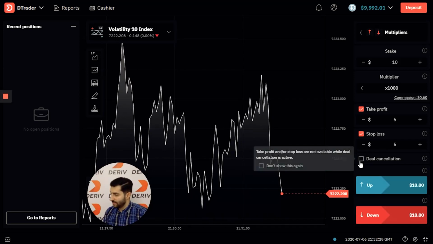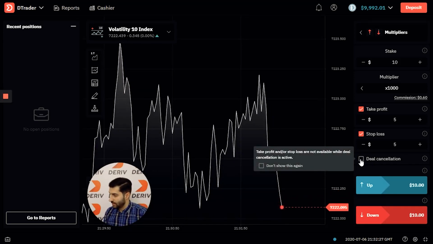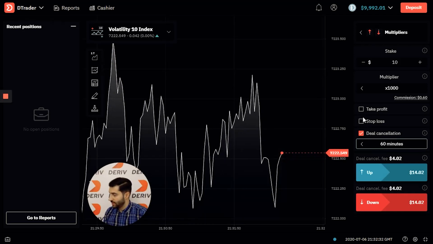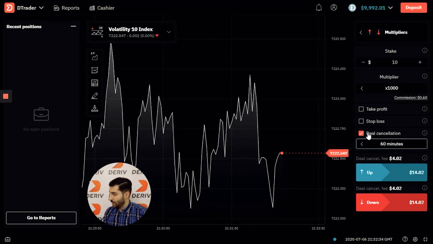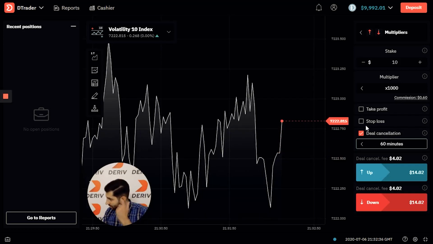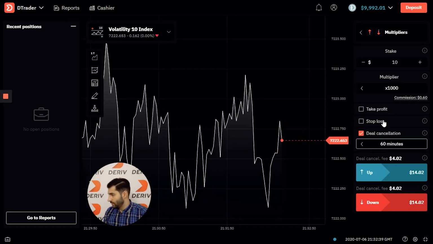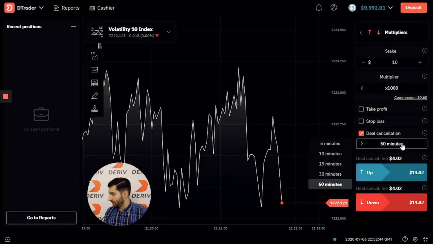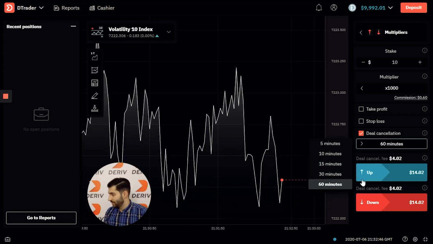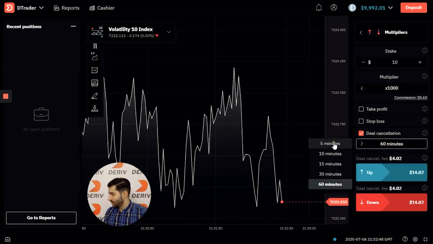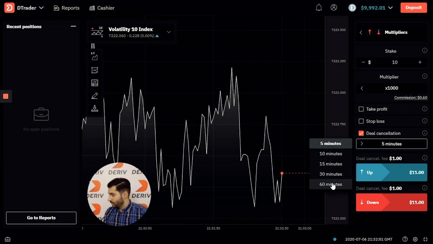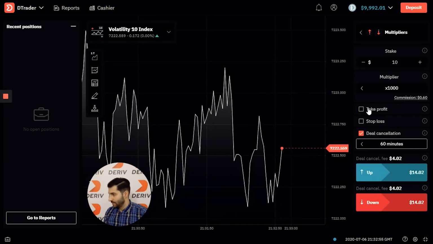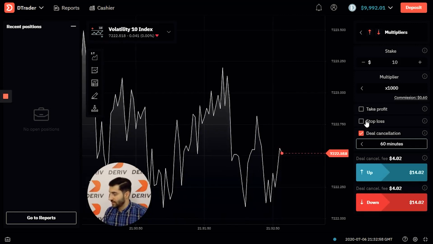The next option here, deal cancellation. You'll notice that when I click on deal cancellation, take profit and stop loss are automatically unchecked. You can only use one of these features at a time, so either deal cancellation or one of these two or both of them together. There's always an associated duration with deal cancellation, ranging from 5 minutes to 60 minutes. So while this duration is on, if I set it to 5 minutes or if I set it to 60 minutes, throughout the duration of deal cancellation, I cannot select either of these, but once that expires, I'm able to then check one of these options and set that up again.